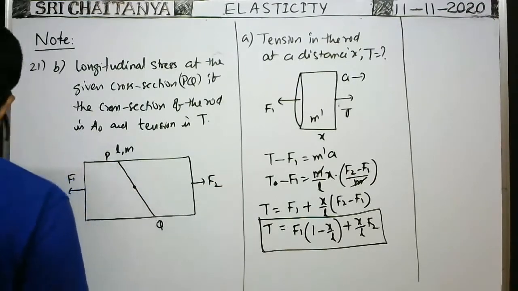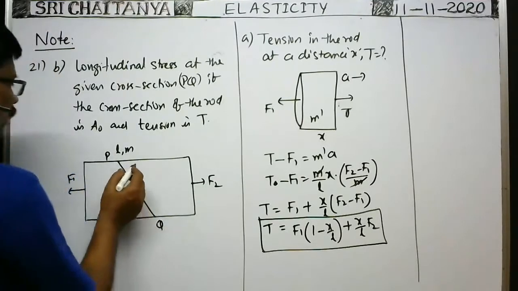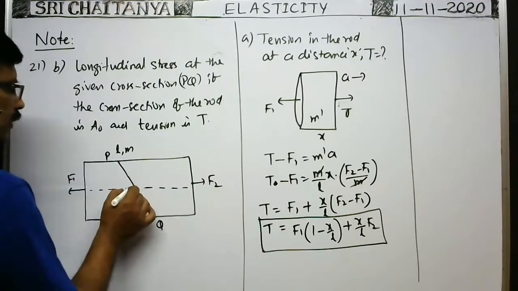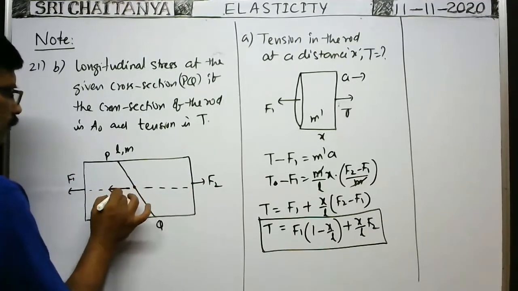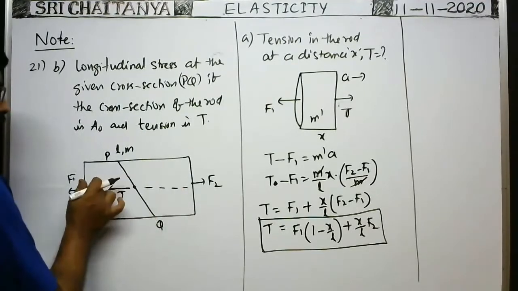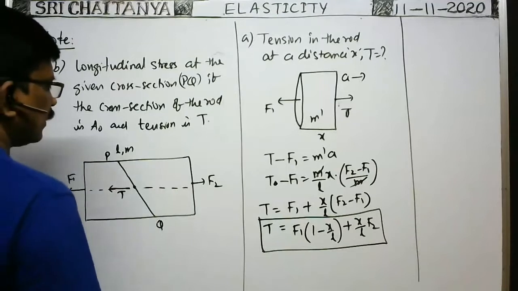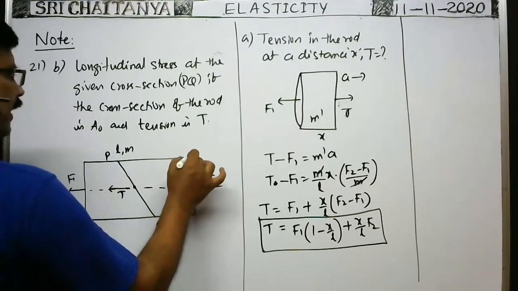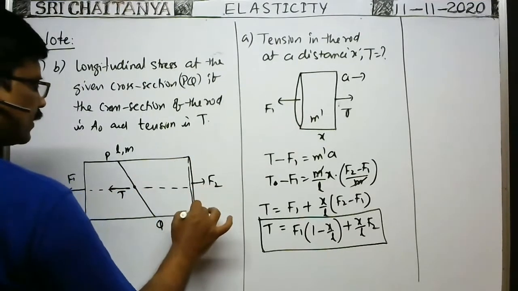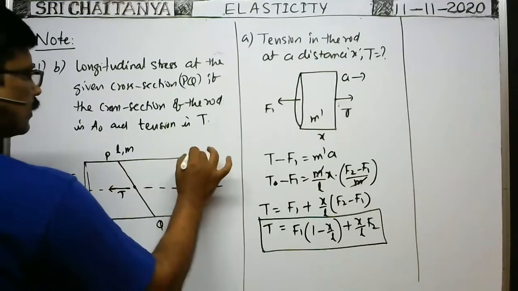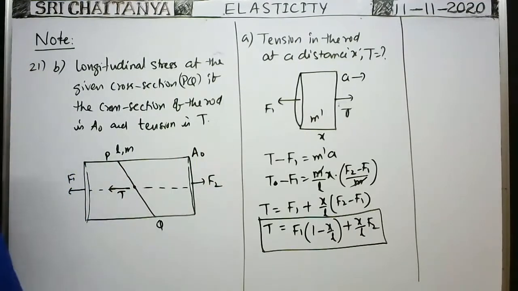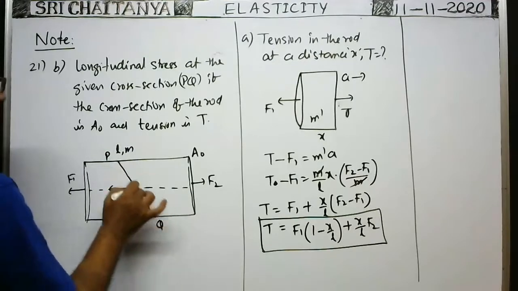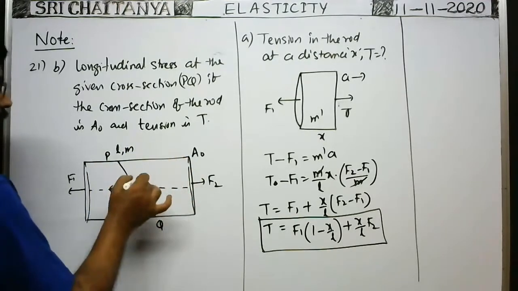As the forces are applied in this direction, the tension in the rod is along this direction only. If you consider this part, tension is in this direction. If you consider that part, tension is in this direction. Suppose I consider the tension here. Now the area of cross section, this cross section area, is considered as A0. This is given. Suppose the area of cross section of this PQ part is it more than this one or less than this one?